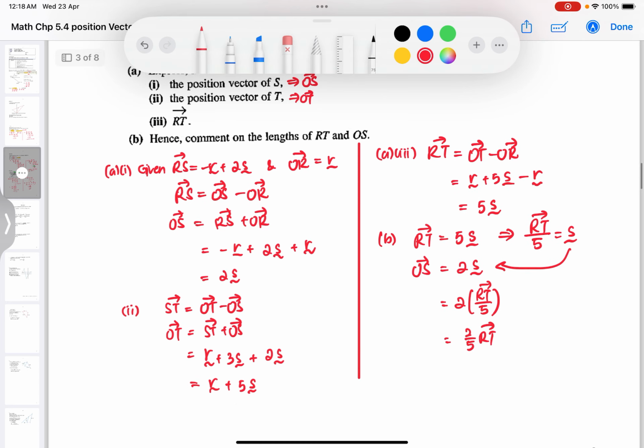So therefore, OS is 2/5 of RT. That's it. That's the length relationship.